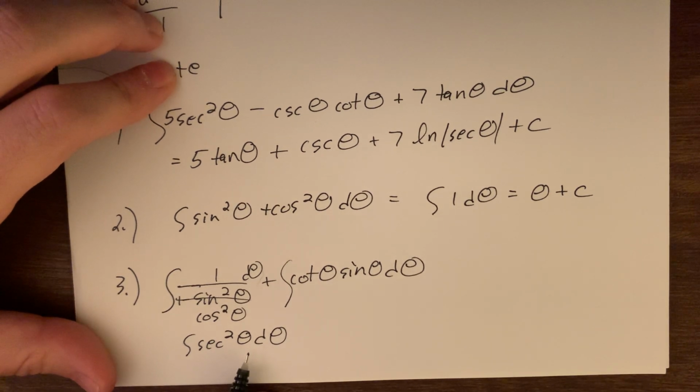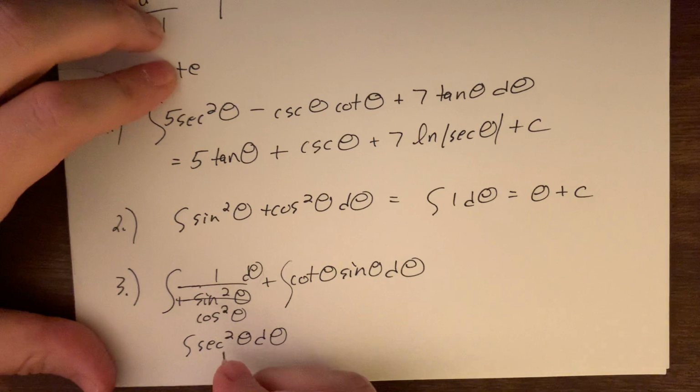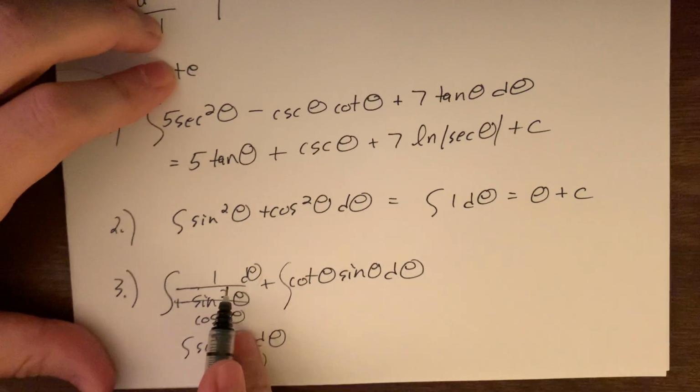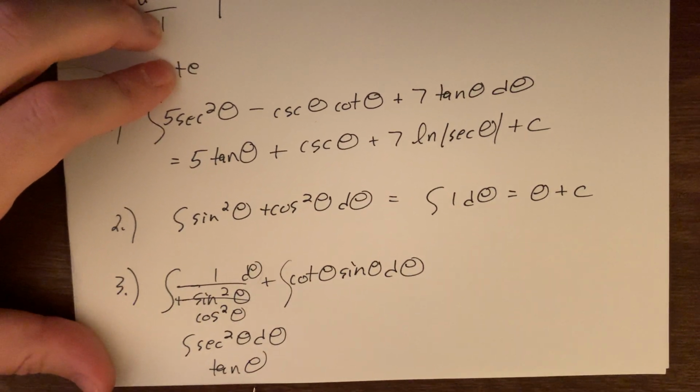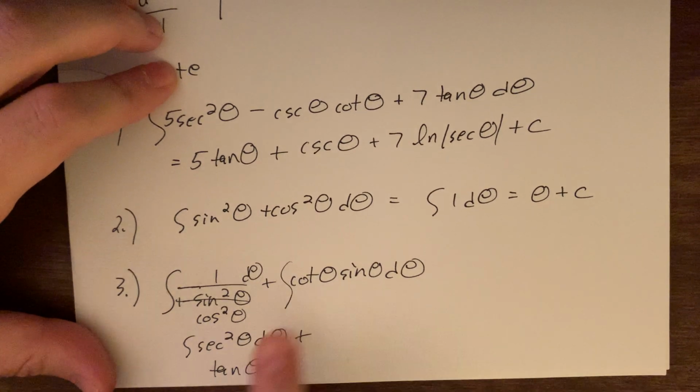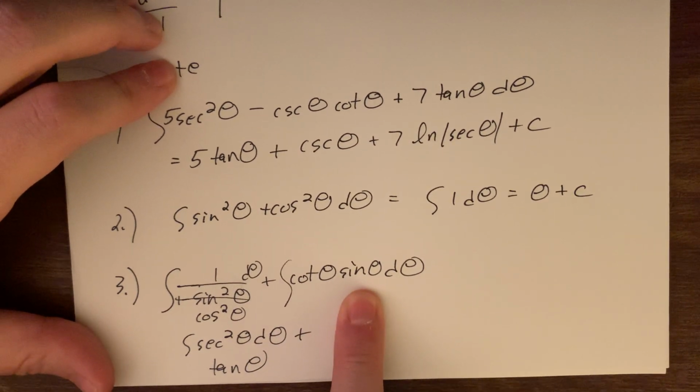I don't just manipulate for the sake of manipulating, I'm manipulating trying to get it to be something that I know. And this is a known antiderivative. So the anti of just the first part is tangent. Plus, now I come over here.